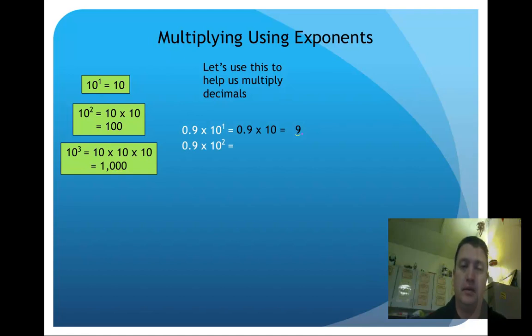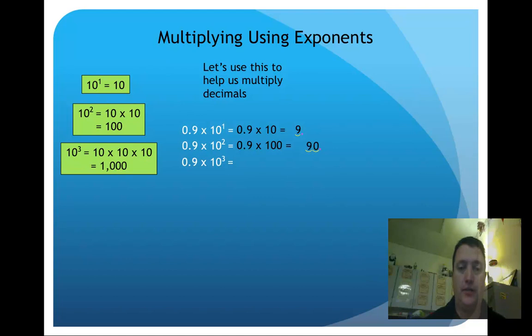Let's look at 9/10 times 10 to the second power. That's the same as saying 9/10 times 100. So this time we're going to take our decimal point and move it 2 spots. We're going to put that 0 in there as a placeholder. So 9/10 times 100, or 10 to the second power, ends up being 90.